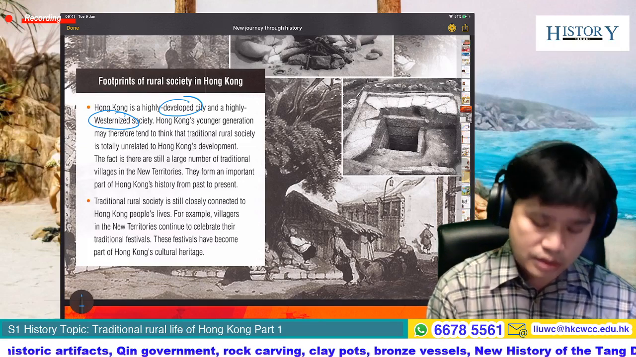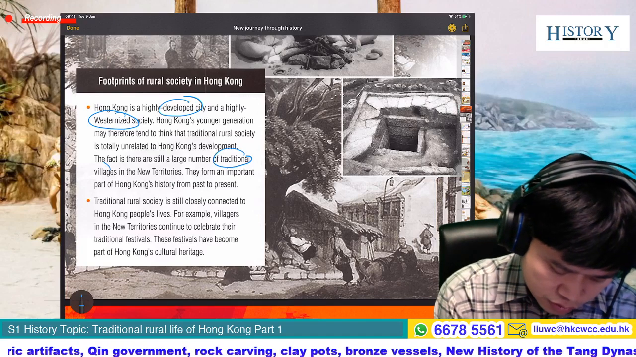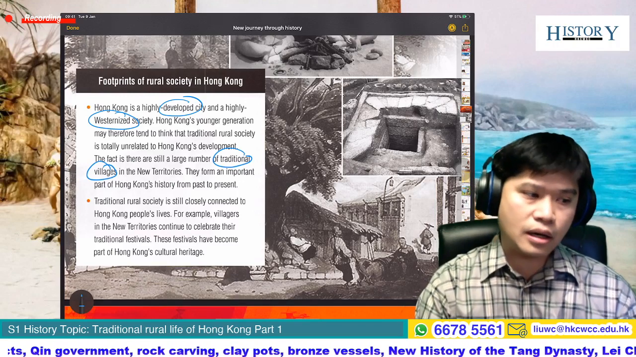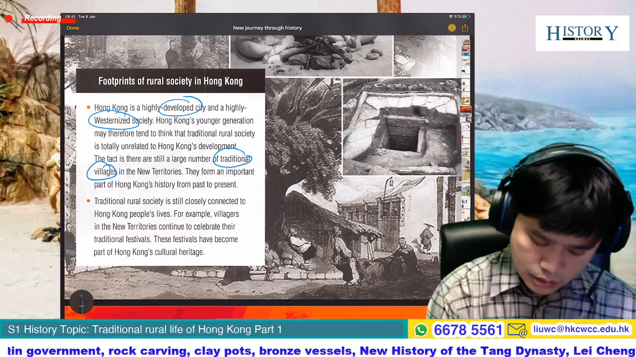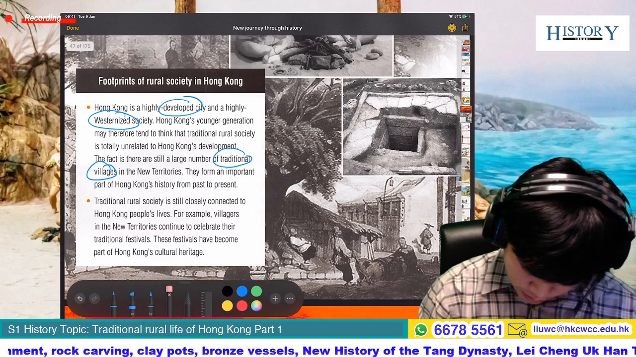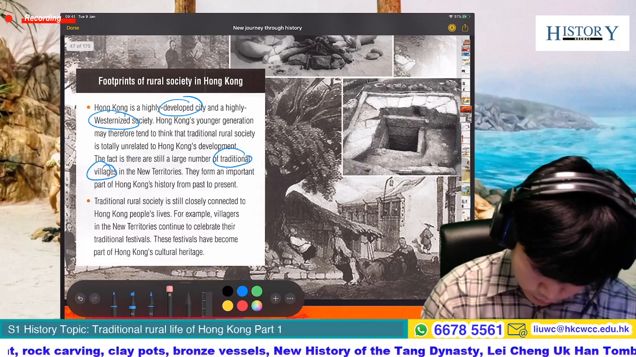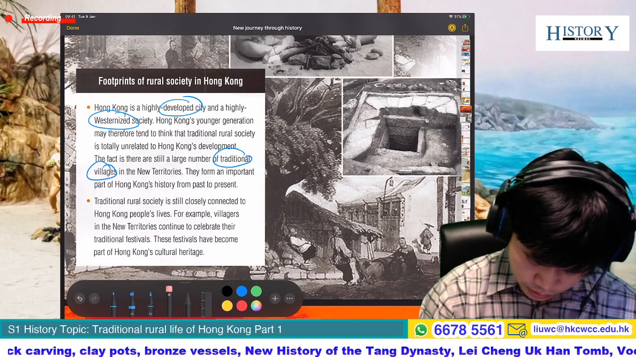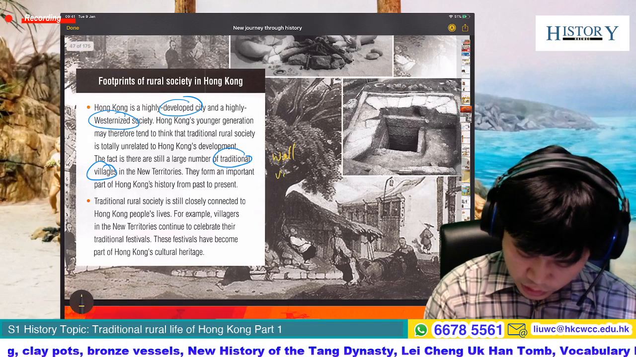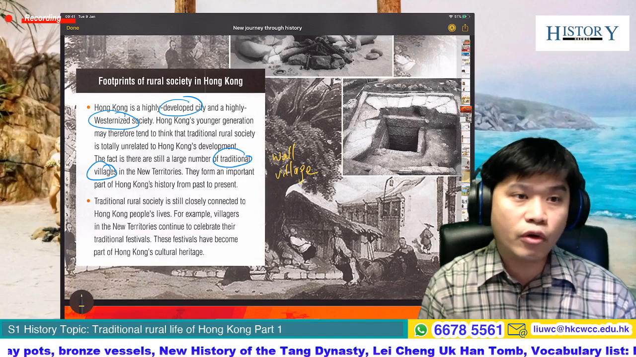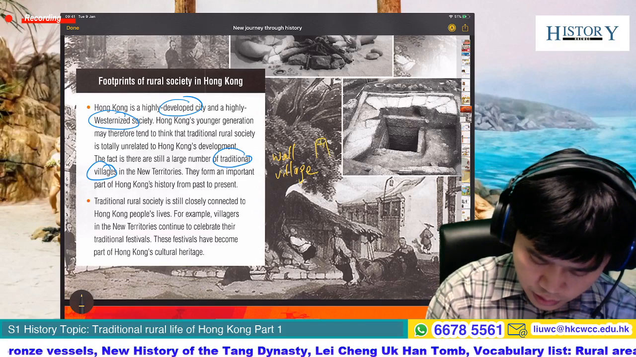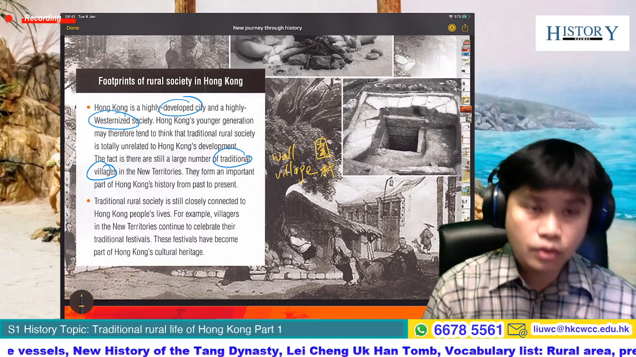It is because there are still a large number of traditional villages in the New Territories. I hope you may have heard a term like this: walled village. I may use yellow then. Walled village. So there are lots of walled villages in Hong Kong. In Chinese, we call it Wai Chuen.